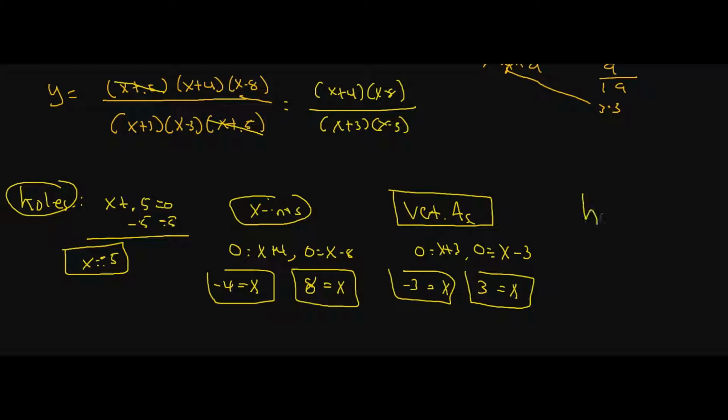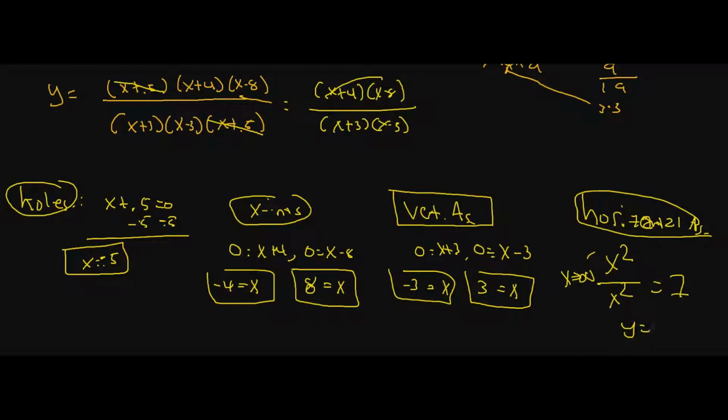Now to find the horizontal asymptotes, on the numerator we have x times x, so we're going to get x squared over x squared, and as x goes to infinity, like the previous example, it's just 1, so y is equal to 1. Perfect. And there it is. That is the situation we dealt with.